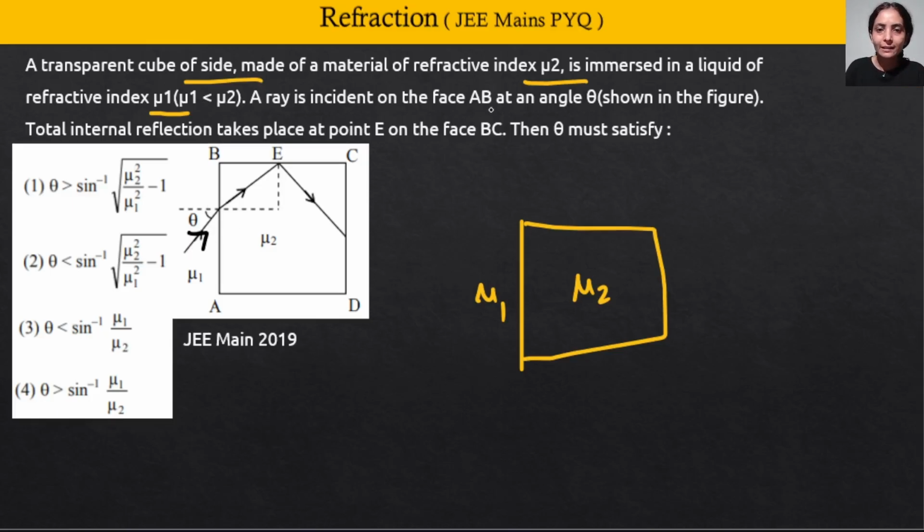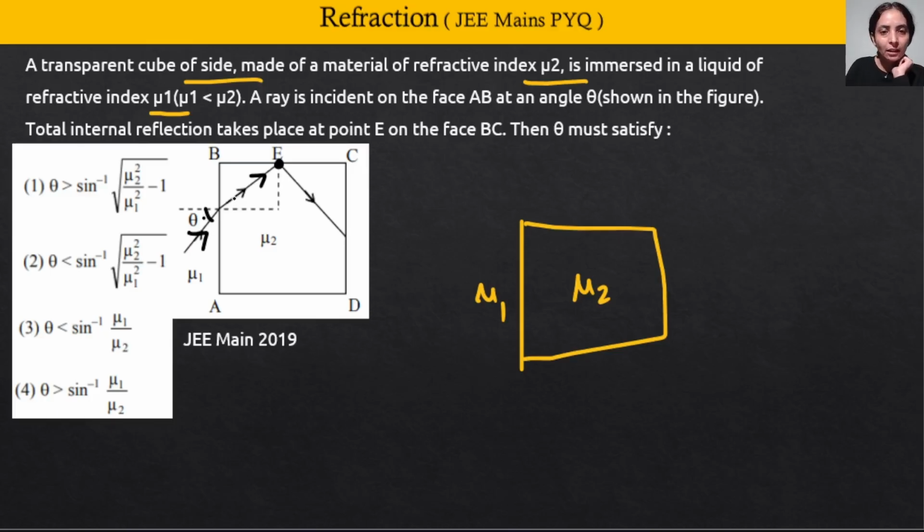A ray is incident on the face AB at an angle theta. Total internal reflection takes place at point E on the face BC. Here total internal reflection has to happen, because the light is trying to travel from denser to rarer medium. There is a chance this can happen, and it is happening here. Then we have to find what theta must satisfy. So what should the range of theta be?